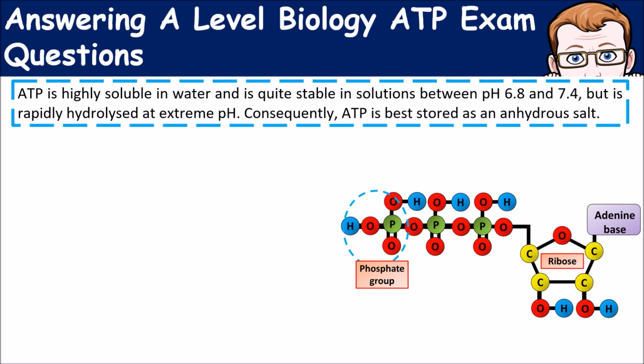ATP has a variety of properties that you need to be aware of. It's highly soluble in water, and it's quite stable in solutions around pH 6.8 to about pH 7.4. That's why controlling pH inside of the body is really important.